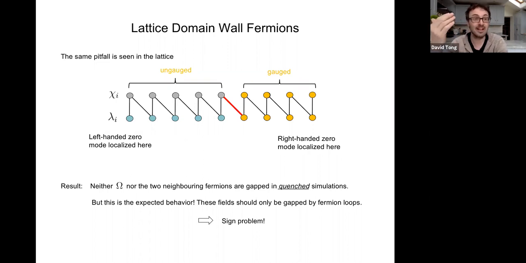Moreover, you can also see very clearly that there has to be a sign problem if you want to simulate a chiral gauge theory. The essence of a chiral gauge theory is that the partition function isn't real. The partition function has an e to the i, very complicated phase, the eta invariant, for some gauge field background.